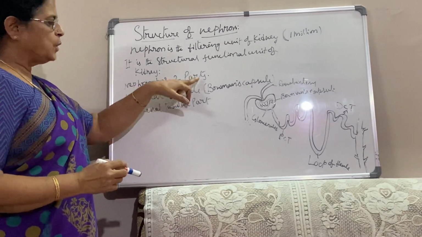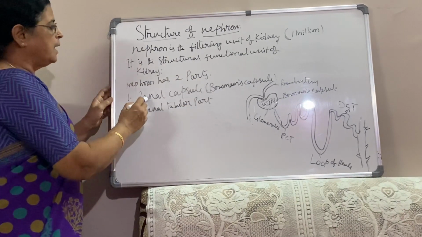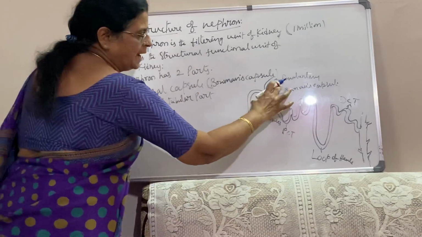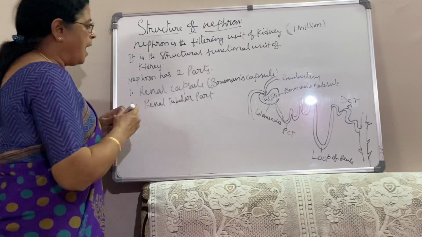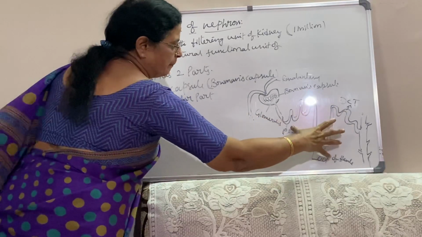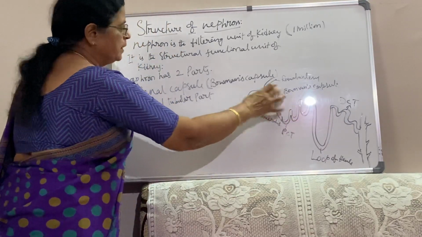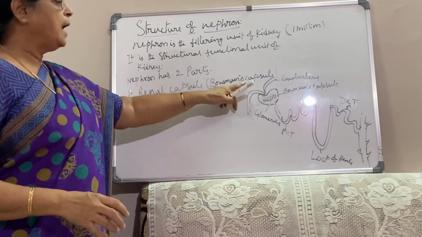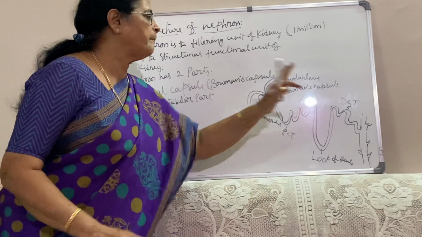Mainly the nephron has two parts. One is the renal capsule, and the other is the tubular part. This is the capsule. The renal capsule is also called the Bowman's capsule, and this is the tubular part.